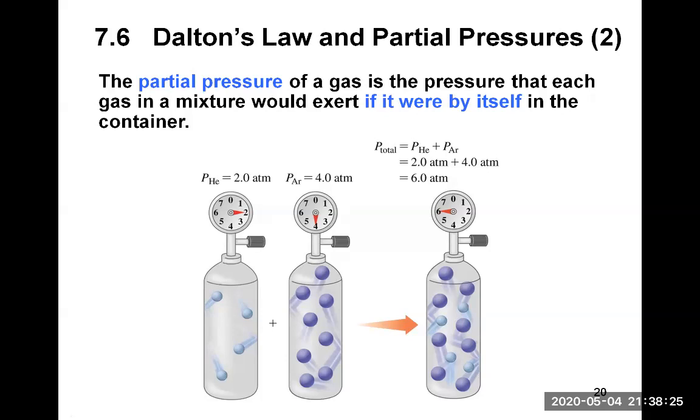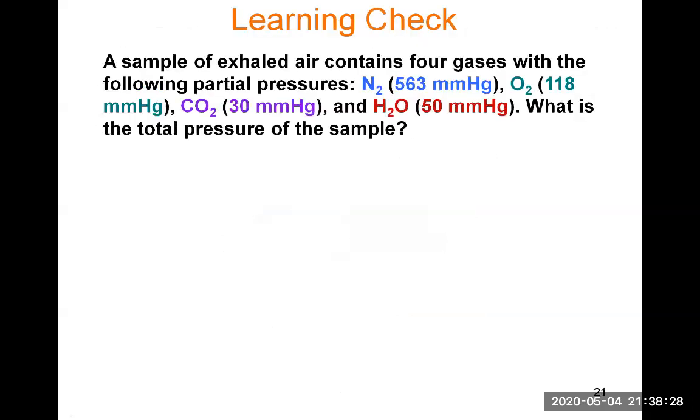So let's see how we can use this gas law by going through this example. A sample of exhaled air contains 4 gases with the following partial pressures. Nitrogen at a pressure of 563 millimeters of mercury, oxygen at a pressure of 118 millimeters of mercury, carbon dioxide at 30 millimeters of mercury, and water at 50 millimeters of mercury. So the question is, what is the total pressure of the sample?